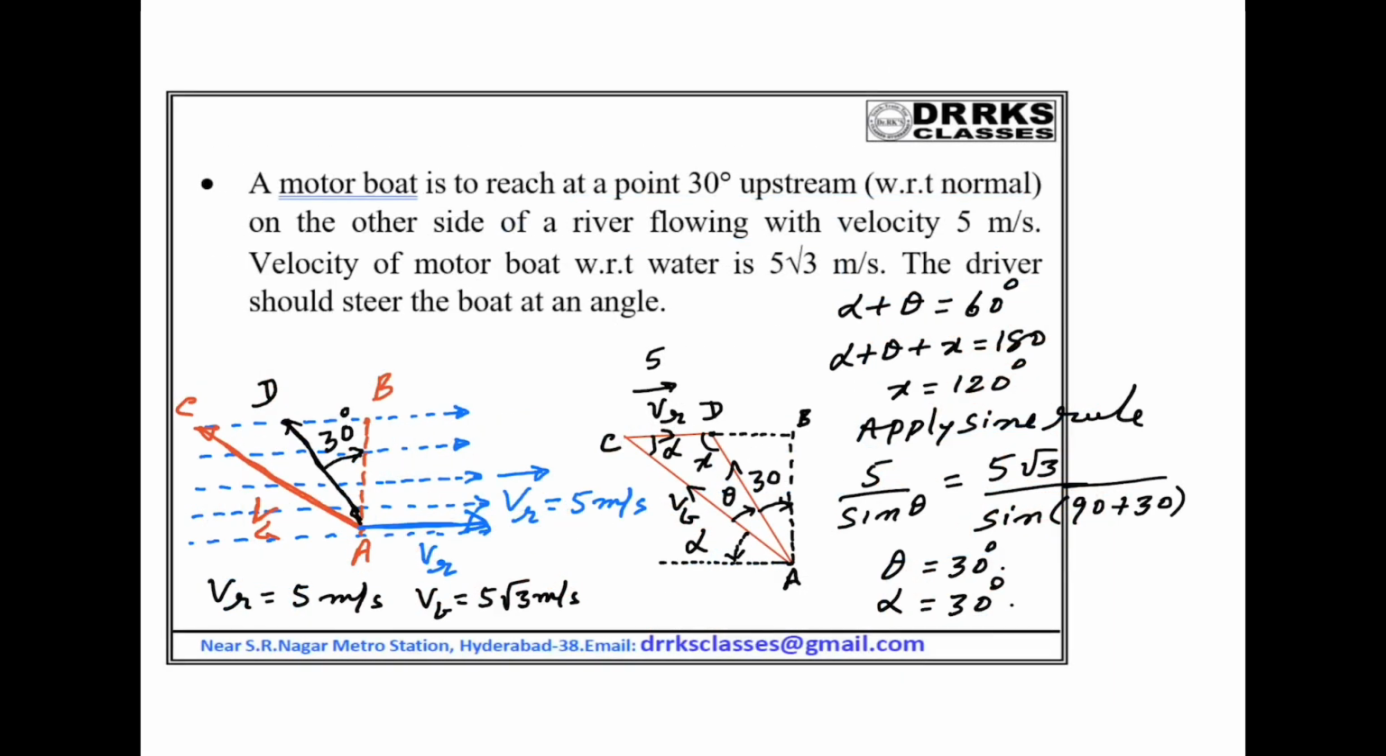So look at this problem where a motorboat is to reach a point 30 degrees upstream with respect to the normal on the other side of a river flowing at a velocity of 5 meters per second, and the velocity of the boat is given as 5√3. So we have to find the angle at which the driver of the boat should steer the boat.